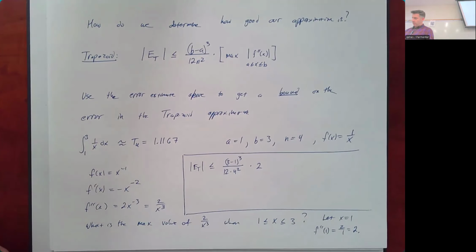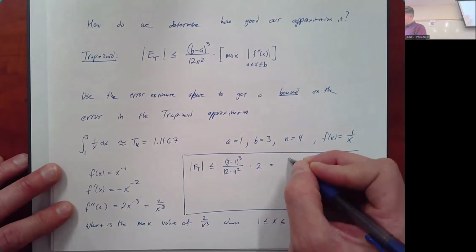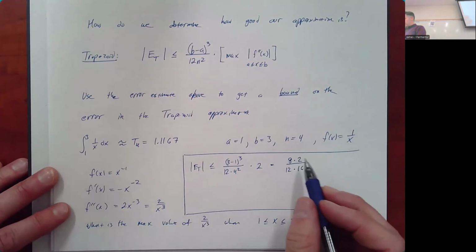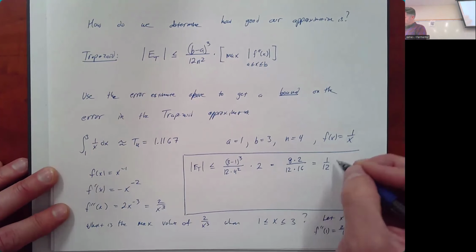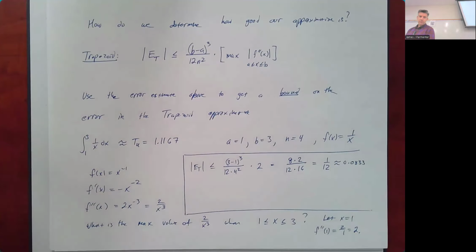And then simplifying that, we get 2 cubed, which is 8, times 2 over 12 times 16. But 8 times 2 is 16, so the 16s cancel, and we're left with 1 over 12, which is approximately 0.0833 forever and ever.